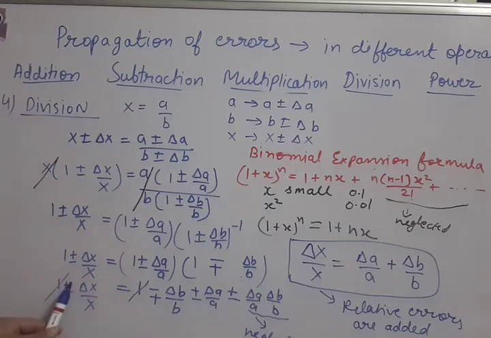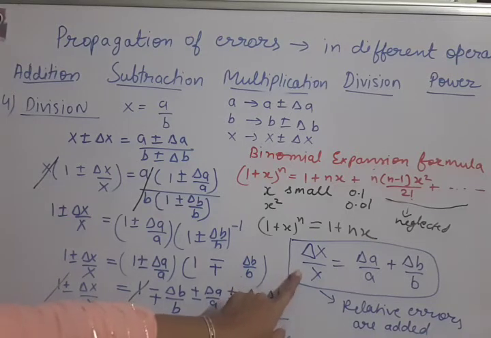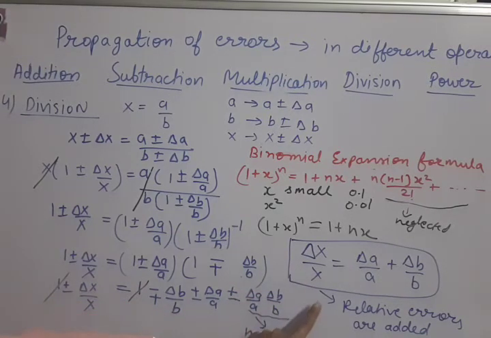So what is the last answer? Delta x by x equal to delta a by a plus delta b by b. So this is the last answer for division operation. You can notice one thing, that we have got the same answer for multiplication also, and the conclusion is that relative errors are added whether we are doing multiplication or we are doing division. Only the relative errors can be added.